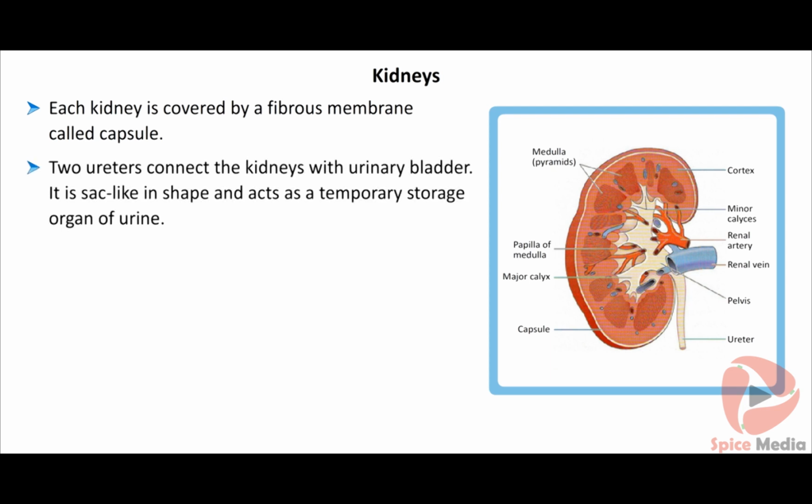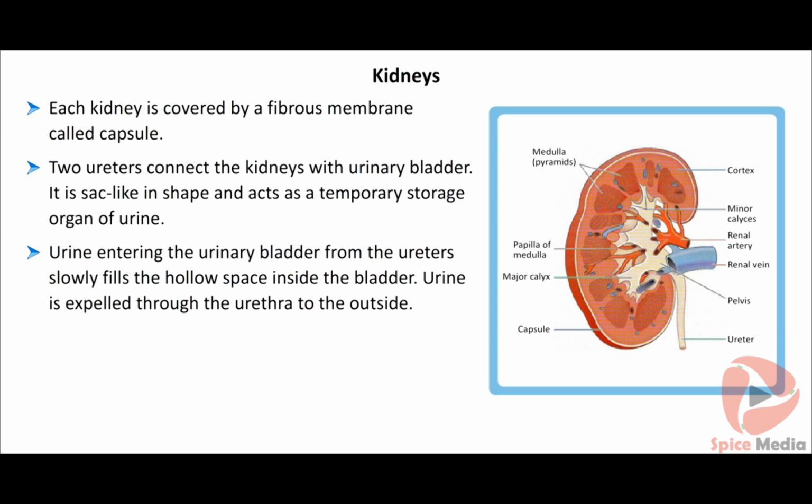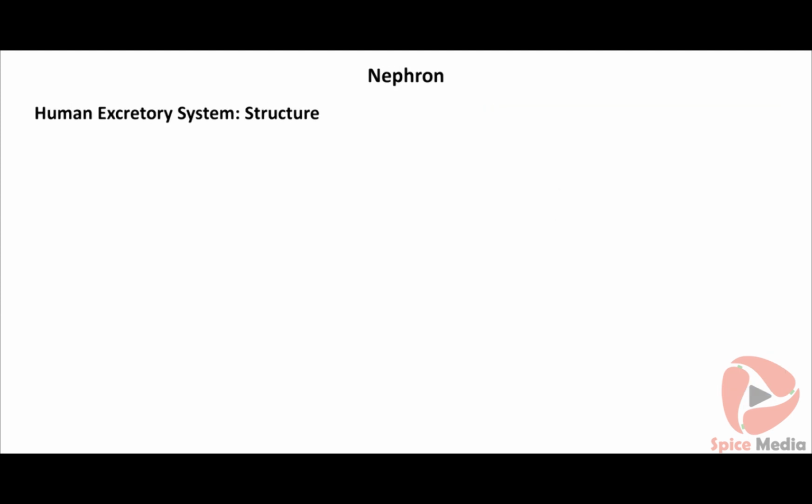2 ureters connect the kidneys with the urinary bladder. It is sac-like in shape and acts as a temporary storage organ of urine. Urine entering the urinary bladder from the ureters slowly fills the hollow space inside the bladder. Urine is expelled through the urethra to the outside. Structure of the human excretory system.